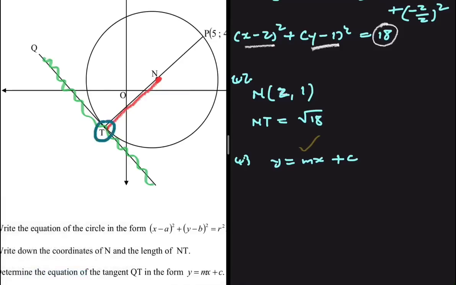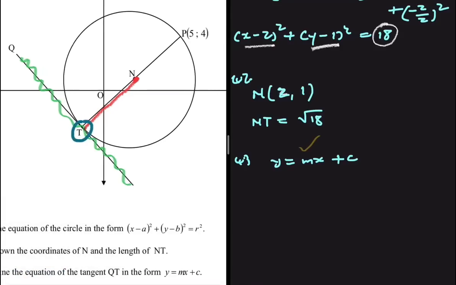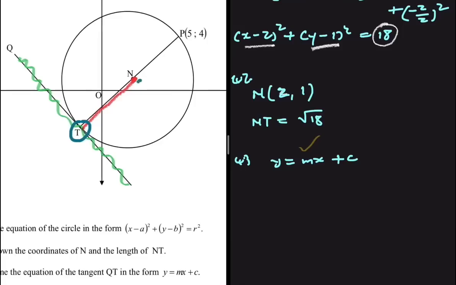Well, we don't have to necessarily find the coordinates of T for the gradient, because we can just use the coordinates of N, which is (2, 1), and the coordinates of P. But then in order to find c, we're going to need a point that lies on the line QT. So let's go ahead and find the coordinates of T, and then I'm going to use the coordinates of T to find the gradient, and after finding the gradient, we're going to use the same coordinates of T to find c. So how are we going to find the coordinates of T?